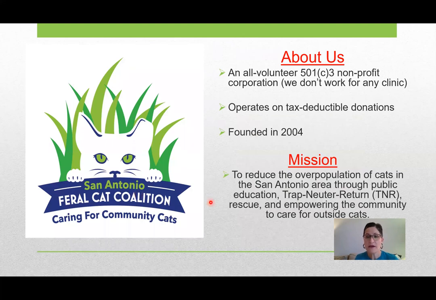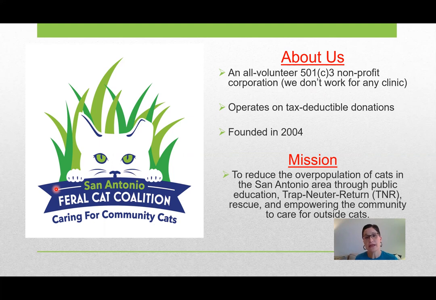All right, so a little bit about us. Again, we are the San Antonio Feral Cat Coalition. We are run by volunteers, so nobody works for any of the clinics. The clinics that we partner up with, none of us are employees for them. We're just giving out information. We operate on tax-deductible donations, and we've been around since 2004. As you can see, this is our logo. Whenever you see this logo here, you know that you're working with the San Antonio Feral Cat Coalition.